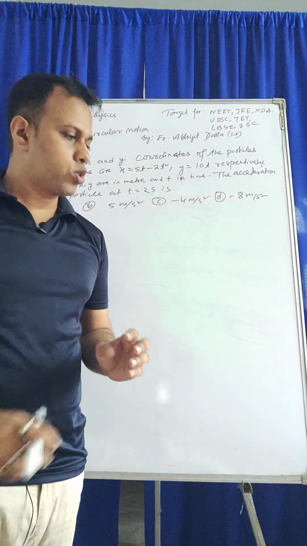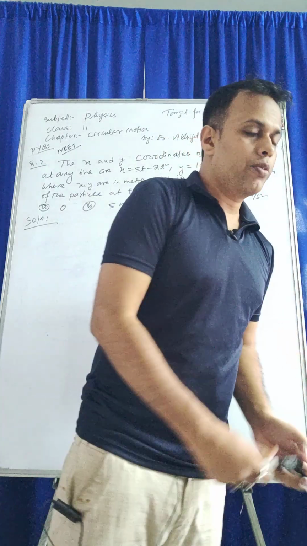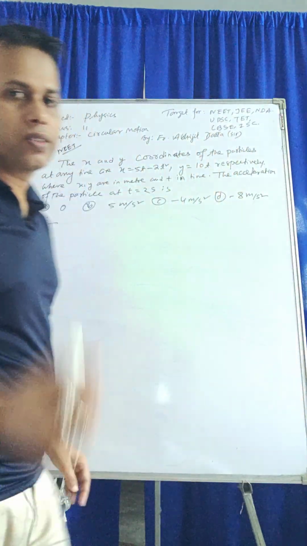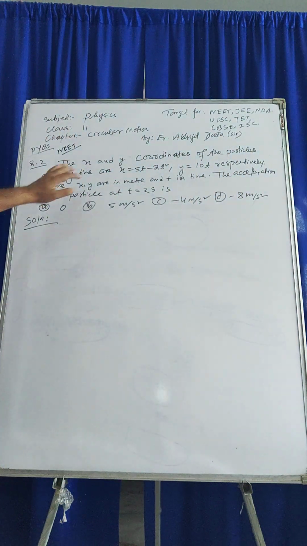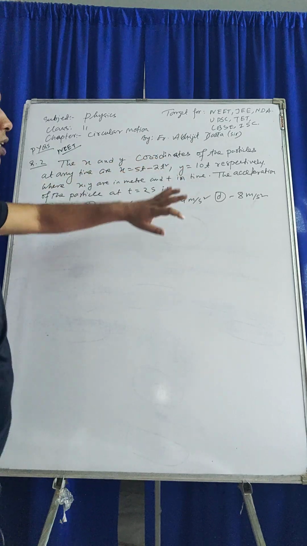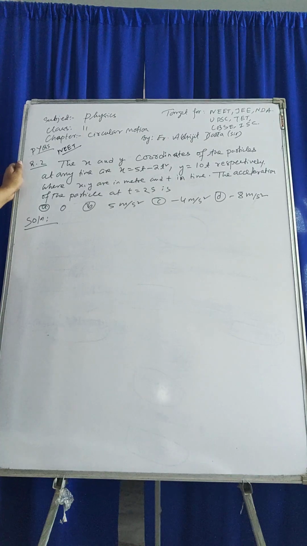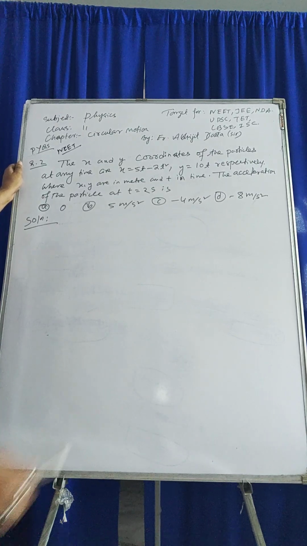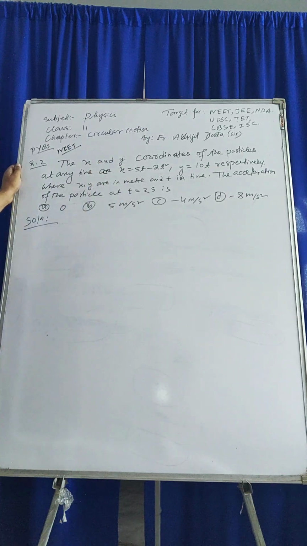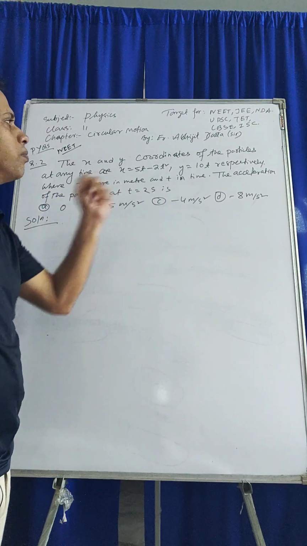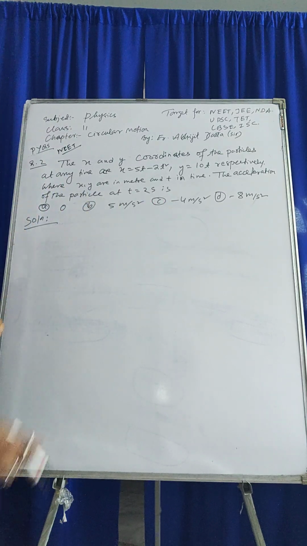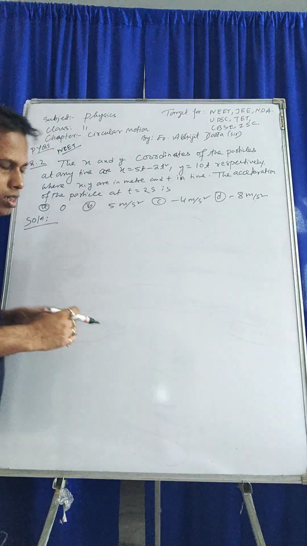So students, our next question, that is question number 2. The x and y coordinates of the particle at any time are x equal to 5t minus 2t square and y equal to 10t respectively. x and y are in meter and t is in second. That is, x and y are distance and t is time. So the acceleration of the particle at t equal to 2 seconds, we have to find out.